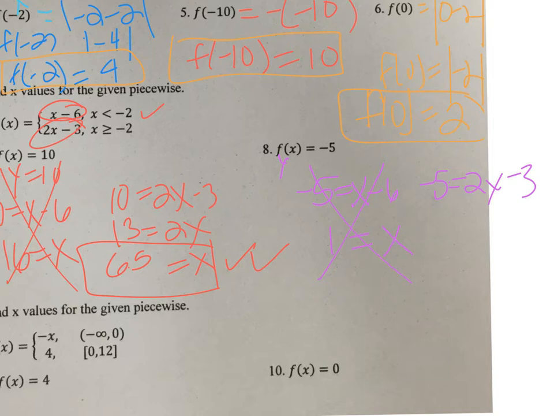So then I try the other one. I get negative 2 equals 2x. And when I divide by 2, I get negative 1. So negative 1 is my x. Now, is negative 1 greater than or equal to negative 2? It is to the right of negative 2, so that means it's greater. So this would be my answer.